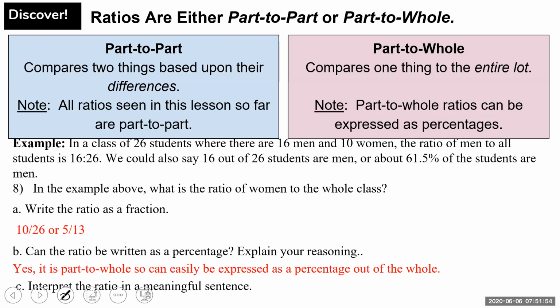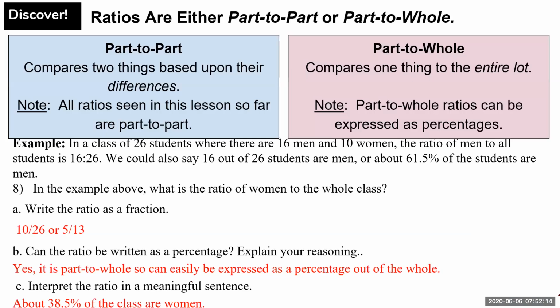Now, we want to put that ratio in a meaningful sentence, and then you say that about 38.5% of the class are women. Is that okay? Sweet.